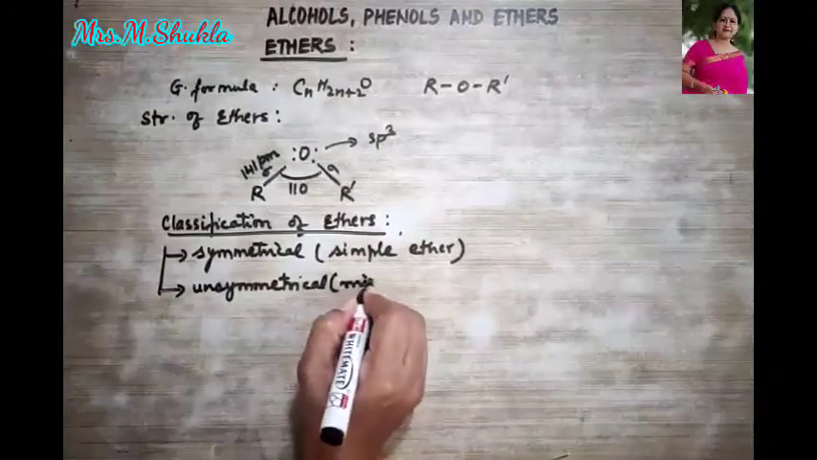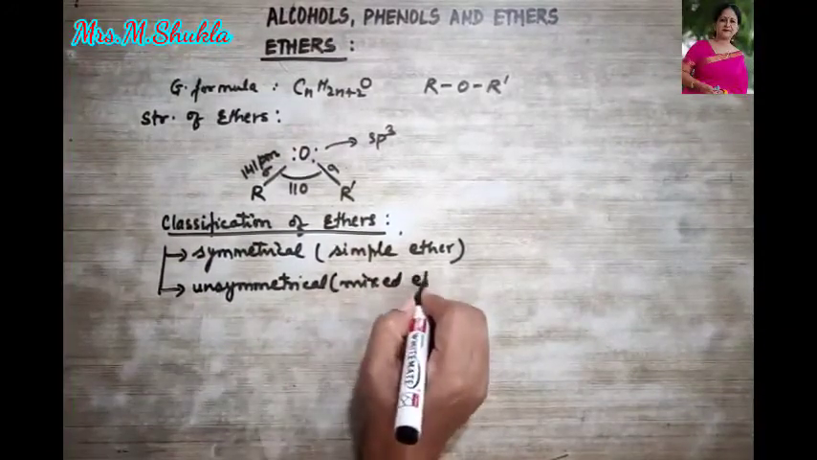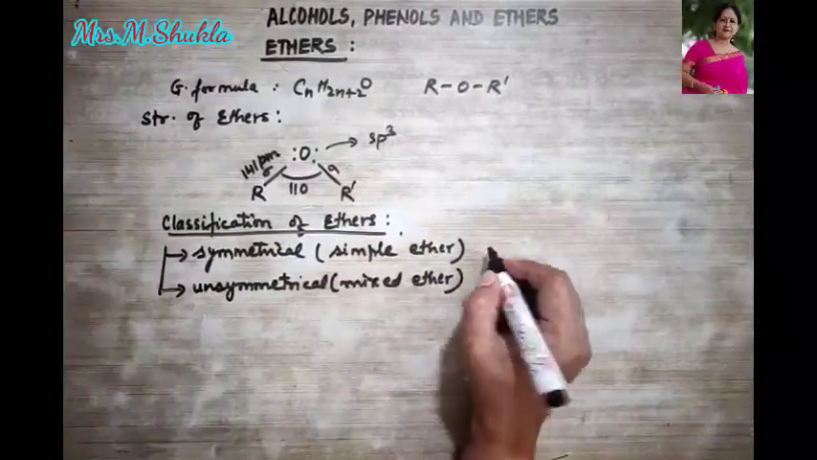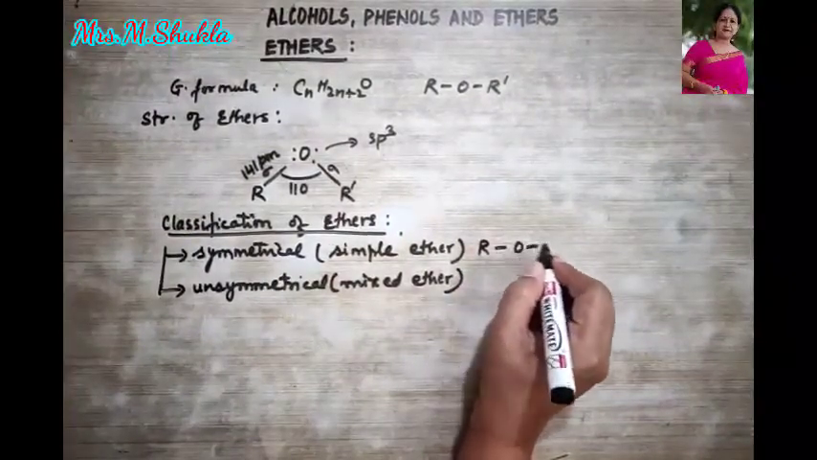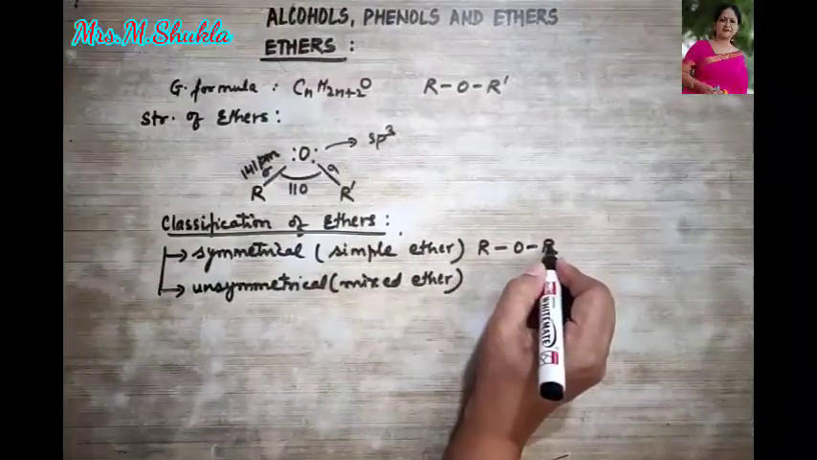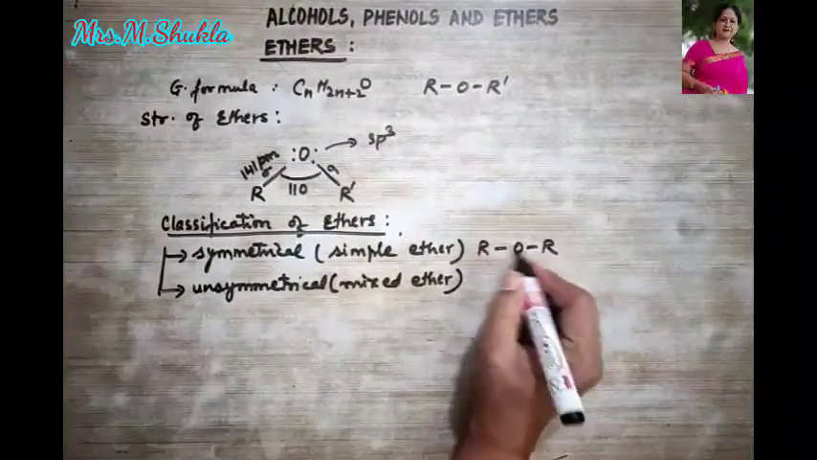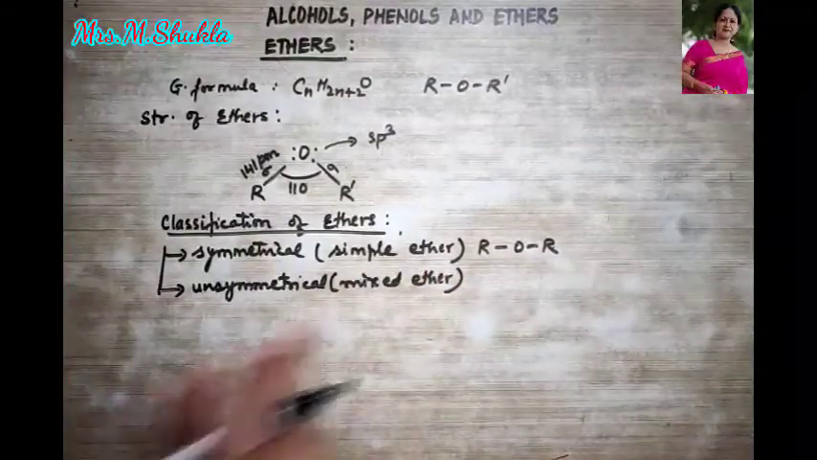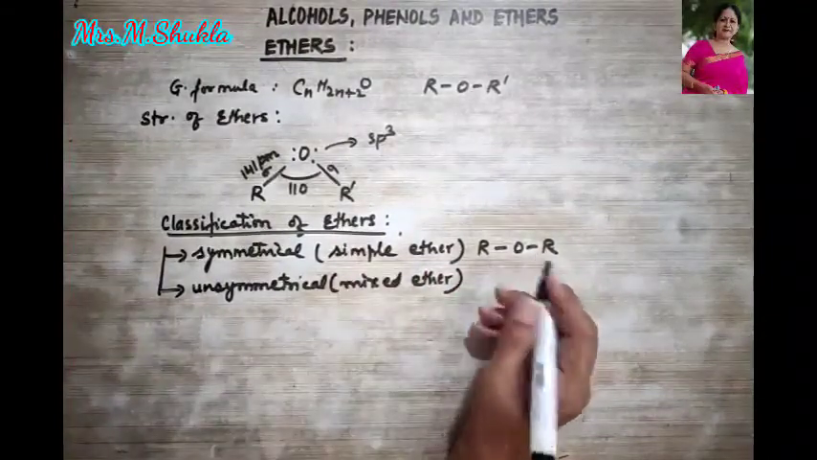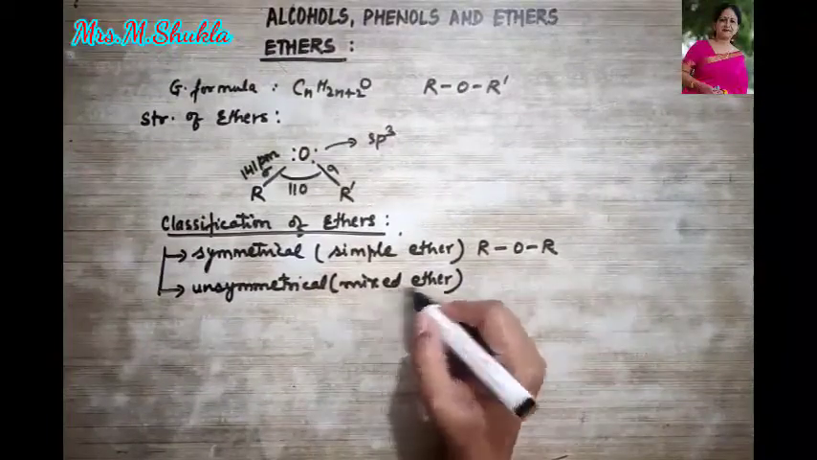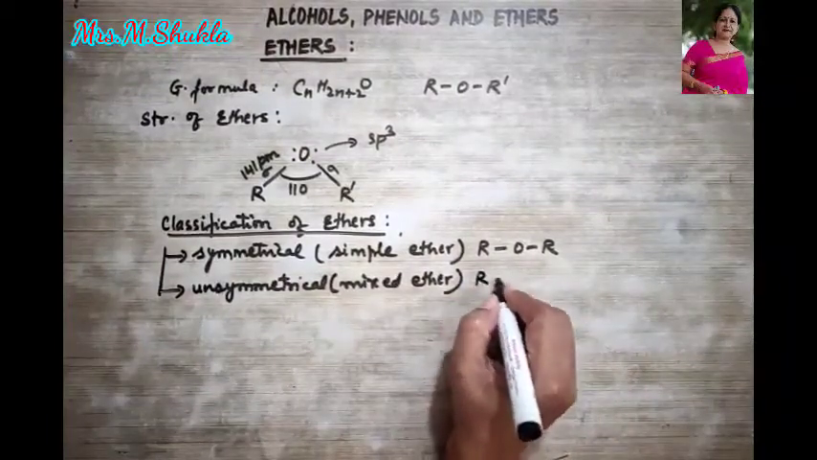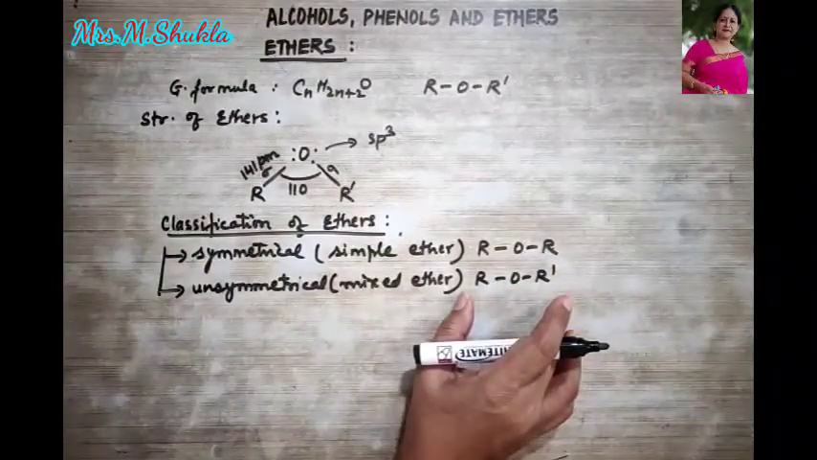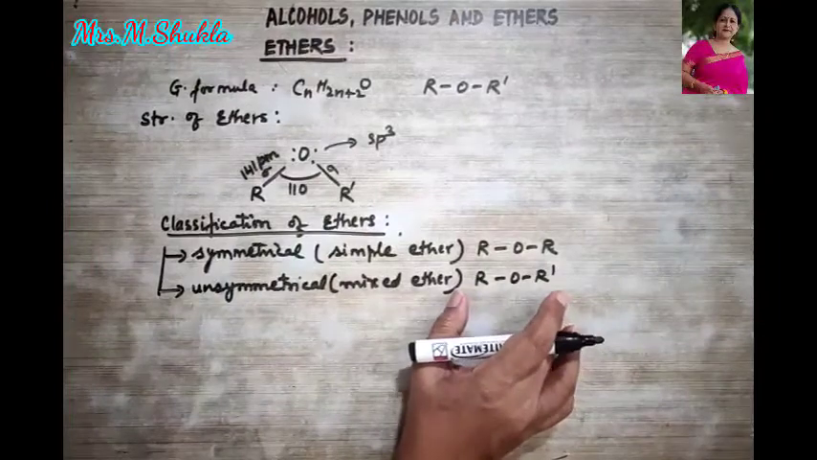or mixed ethers. So if it is a simple ether, then both the alkyl groups will be the same. Then we say that it is a simple ether. But if both the alkyl groups are different, that is ROR', then it will be termed as a mixed ether.